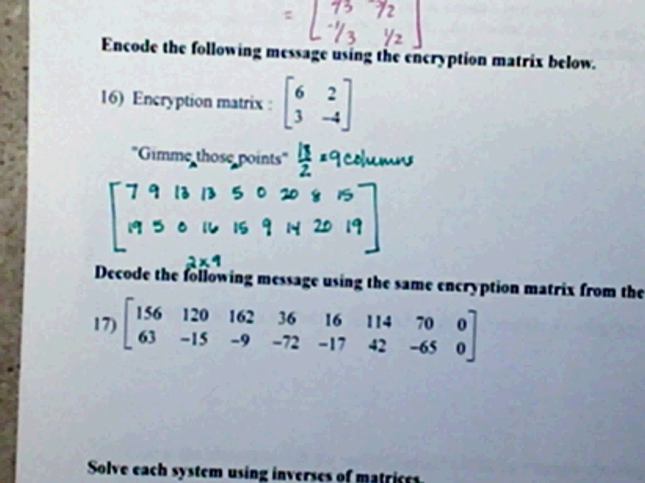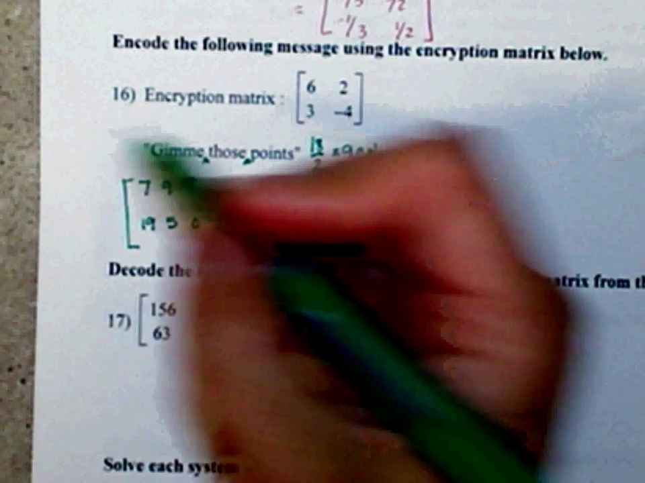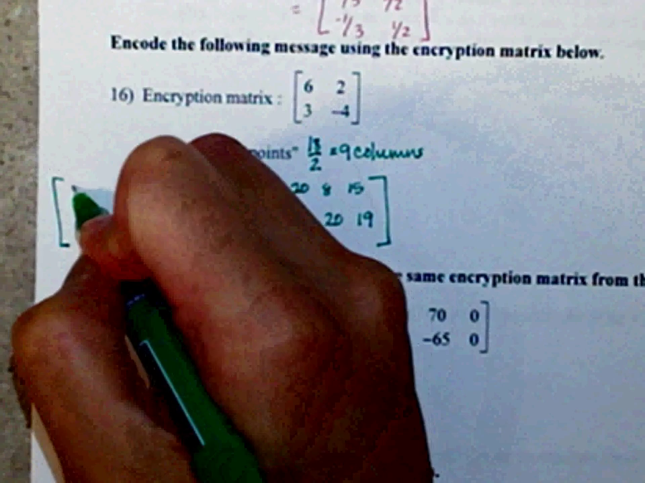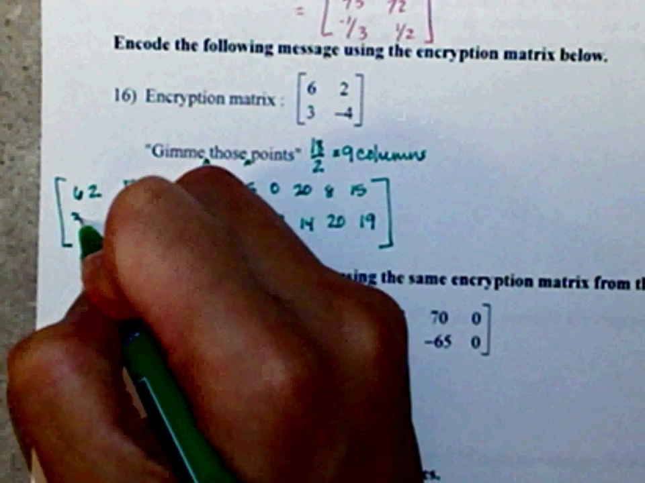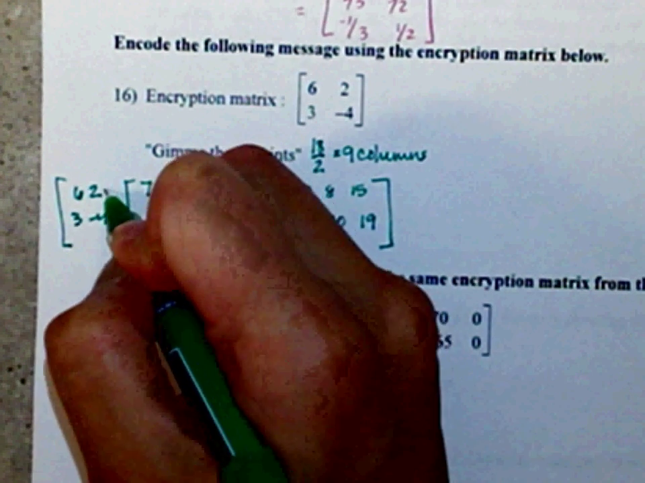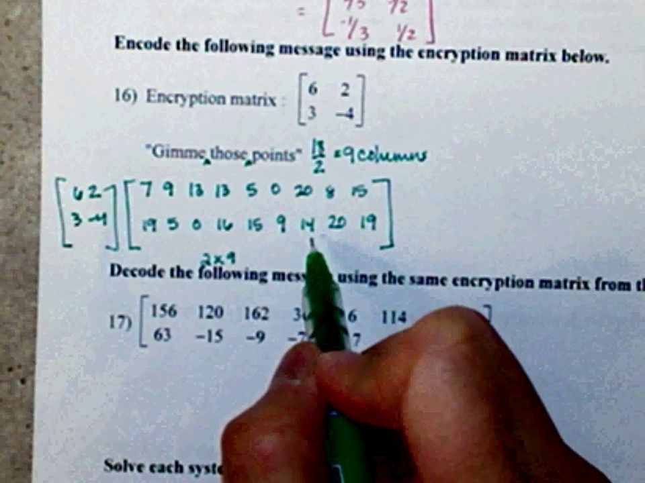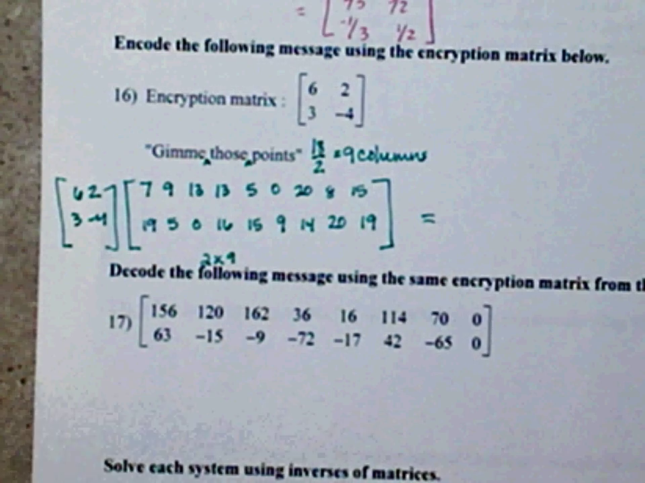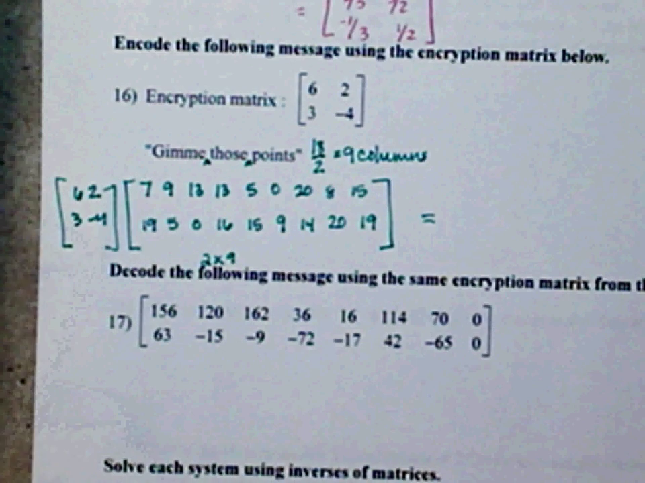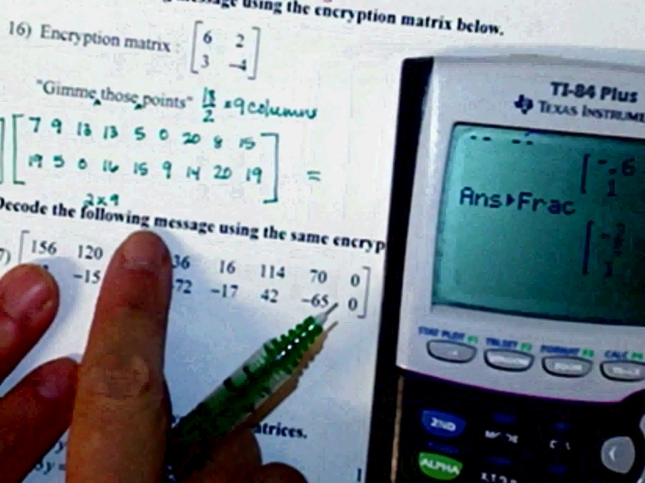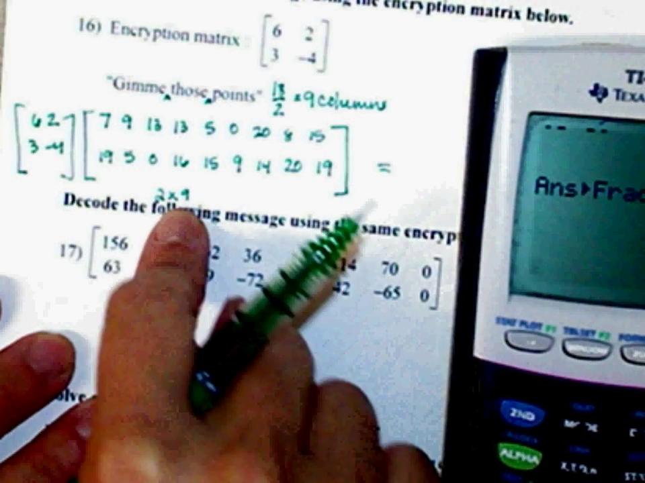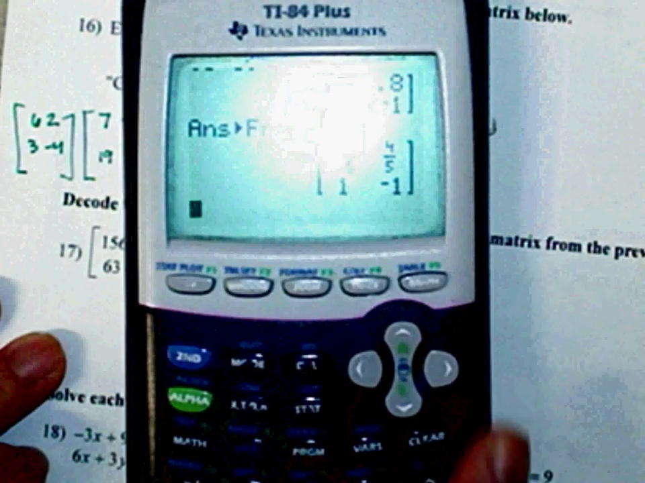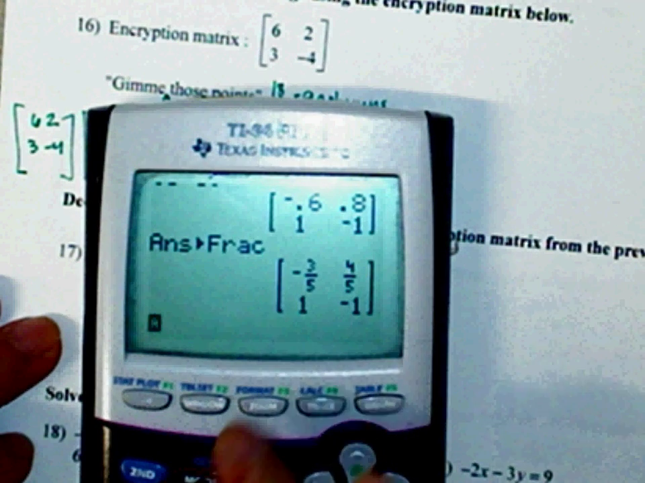And I want you to encode it. So you're going to take 6, 2, 3, and negative 4. 2 by 2, and I want you to give me the encoded matrix. You ready? Okay. Now if you take a look, this is a 2 by 9, and because it's a 2 by 9, I cannot use alpha zoom, because alpha zoom only goes to 6.